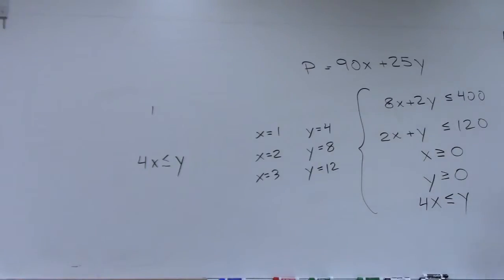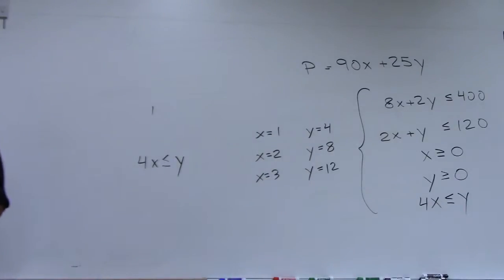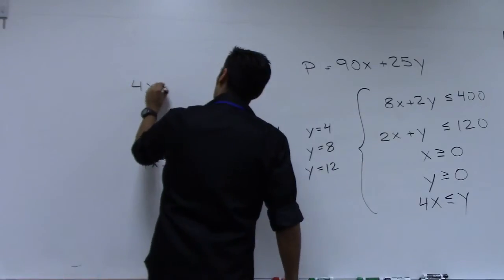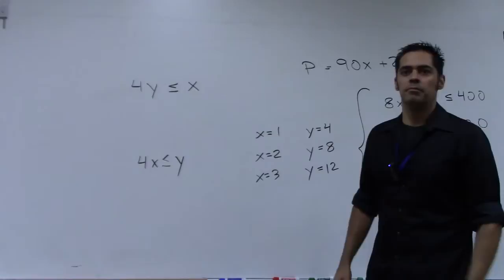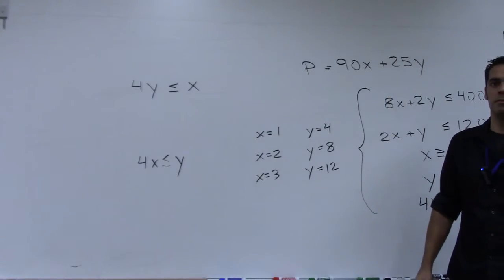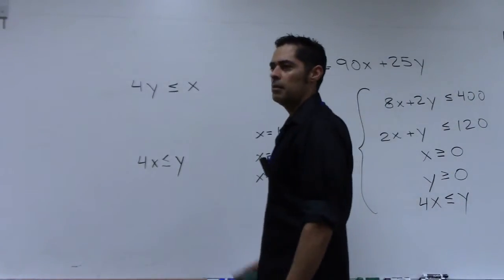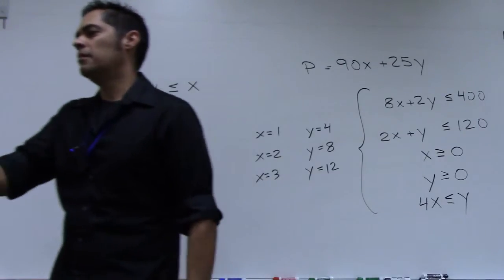Do you have a question? You still not happy with this? Why is it 4x instead of 4y? Okay, why is it not 4y? Say if you had 2 chairs, because chairs are wide, so it'd be 4 times 2 is 8, but then that'd be less than your tables, and you need more than your tables. Yeah, how many tables do you want me to make?